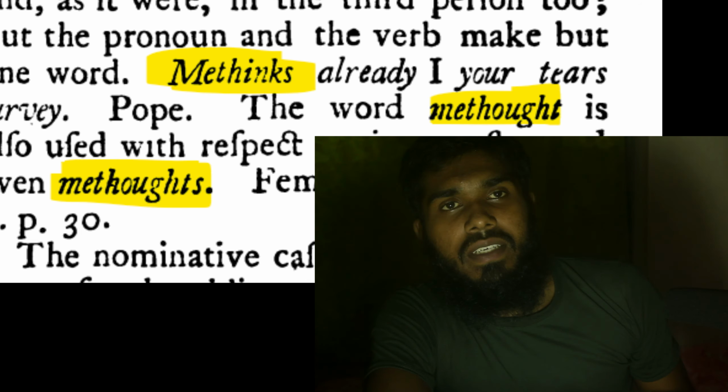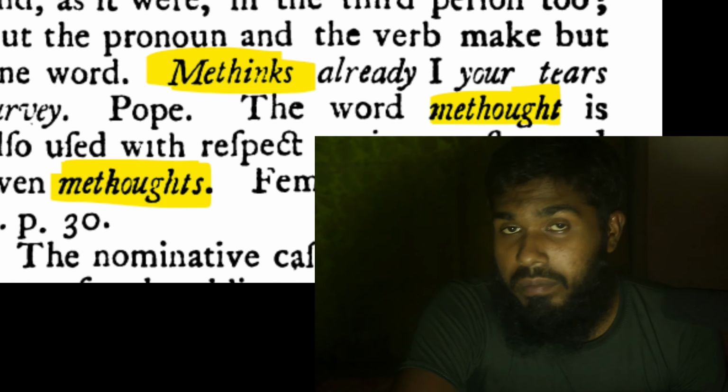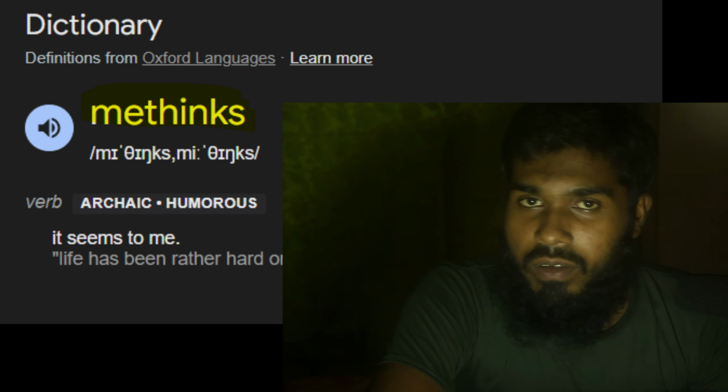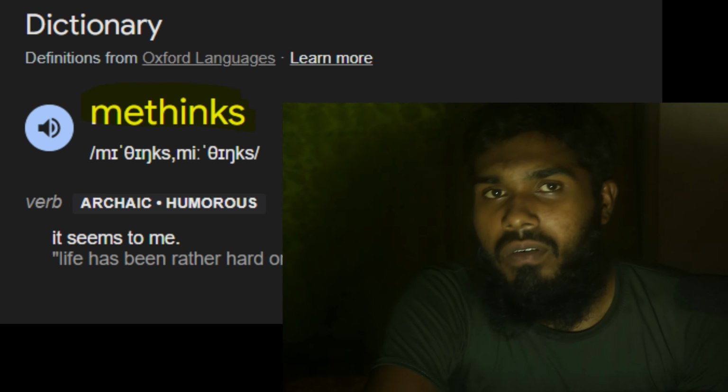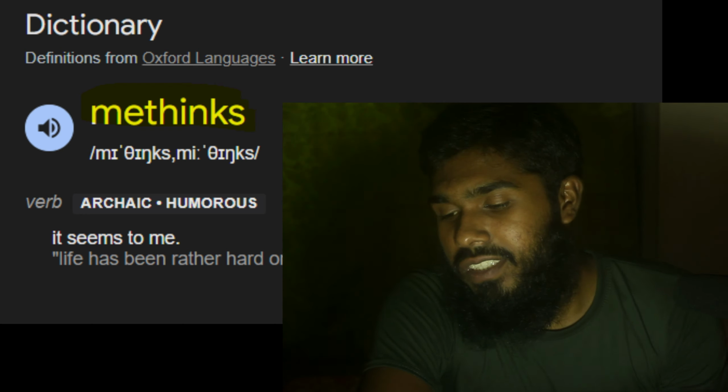And going to methink. It's something that still exists today, and the word is methink. You can see an example: methinks, methought, and methoughts. I don't think any of my viewers ever used methink or methoughts in written language. Although you can see that this methinks is in the dictionary from Oxford. In the Oxford dictionary you can find methinks. So you can use methinks, you can use methoughts, and you can use methinking, and you don't need to give a space in between them. Although if you give a space, the meaning changes a little bit.